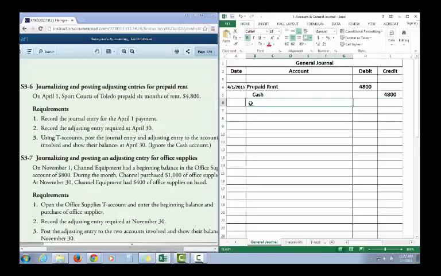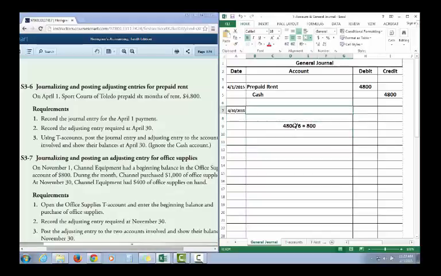Okay. Now it says record the adjusting entry required at April 30th. So now we're going to look. We're at April 30th here. Okay. April 30th. And so a month has gone by, right? So this was 6 months of rent. So we're going to take 4,800 divided by 6, and that's going to tell us how much rent we're going to incur costs for each month. So this is $800 worth of rent.